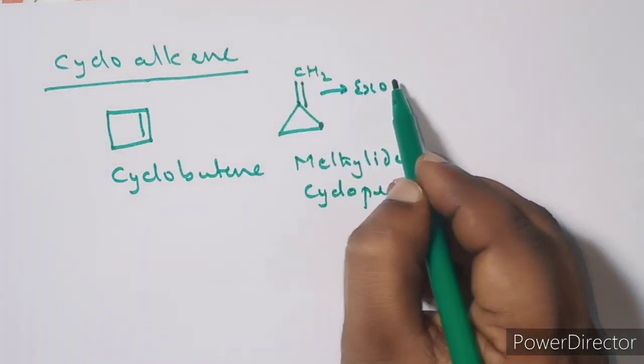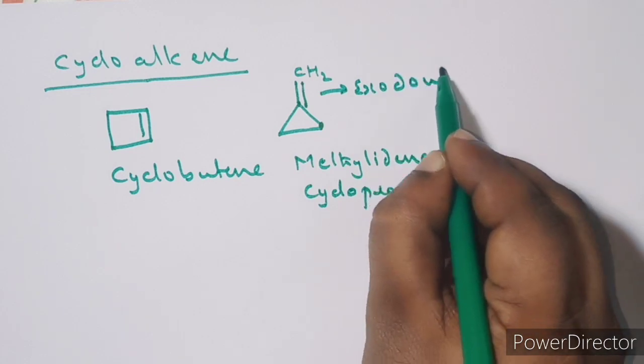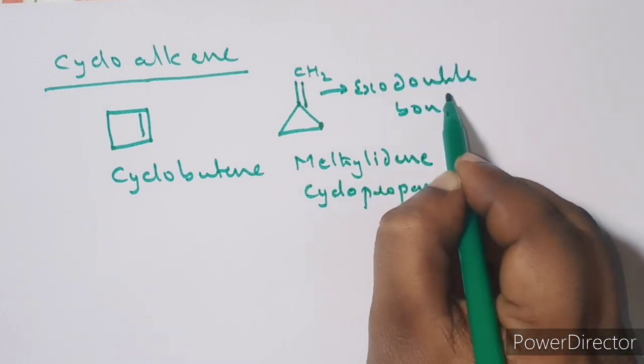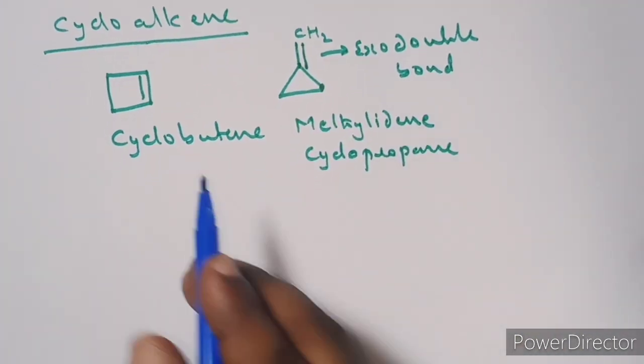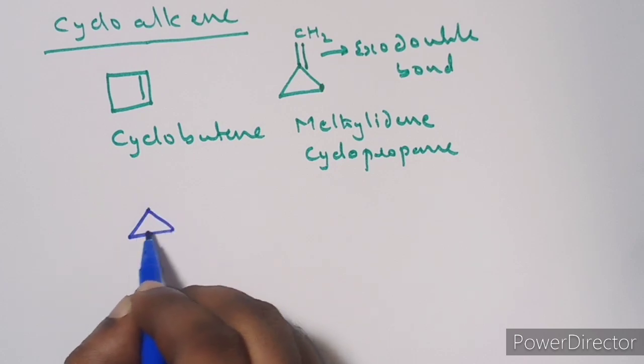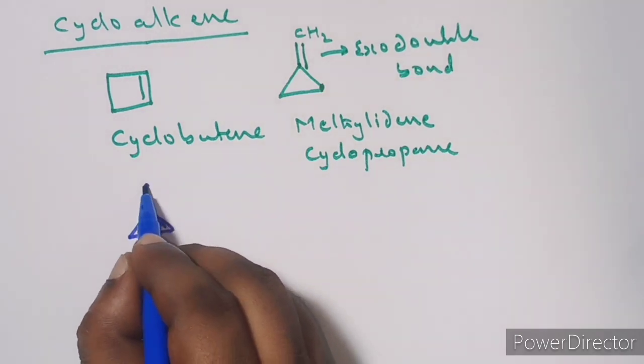XO means outside of the cyclic ring. Okay, XO double bond it is. This is one compound. Now you can change the position of the double bond from the outside to inside, so that is endo. So endo means you can write it like this. Now here, you can write the double bond here, so you are getting this compound.